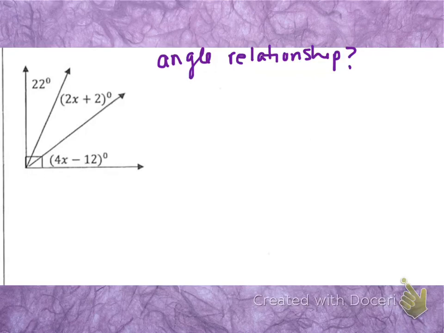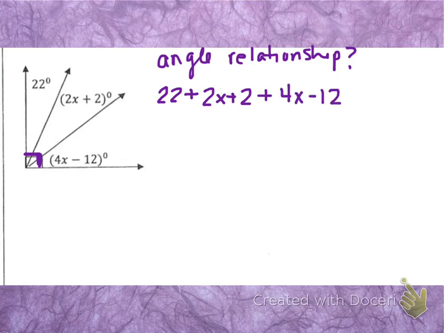In the next example, again, you start with what is the angle relationship that you can see. Well, hopefully you realize that all three of these are created inside a right angle, so the angles that exist there should add up to 90 degrees. So I can take the angle of 22 degrees, and I can add that to 2x plus 2, the second angle, and I should be able to add that with 4x minus 12, the third angle, and those together should equal 90 degrees because they are inside that right angle.